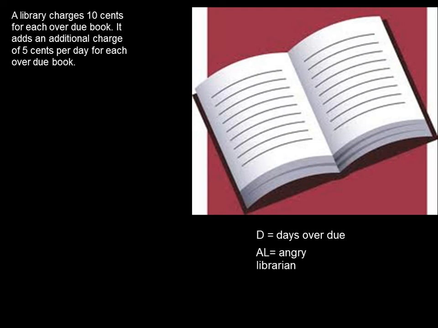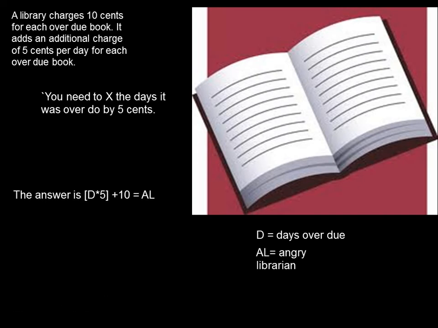This is about the library book. D equals days overdue. AL equals angry librarian. A librarian charges 10 cents for each overdue book. It adds an additional charge of 5 cents per day for each overdue book. It's a hard one. You need to multiply the days it was overdue by 5 cents. The answer is D times 5 plus 10 equals angry librarian. Oh, okay, there's more.